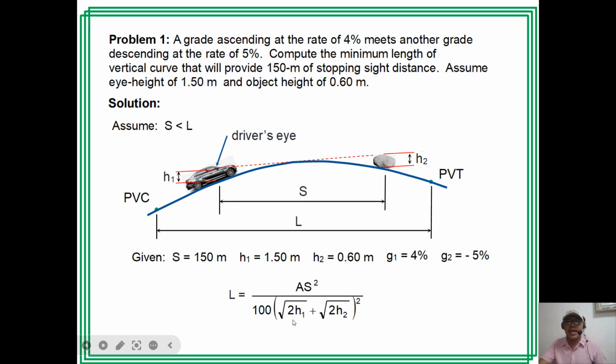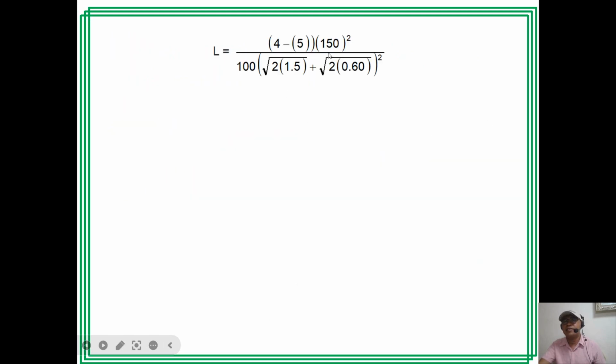From our formula, A is G1 minus G2. Substituting to the formula, the result is 253 meters. If you check, L is greater than S, so our S is less than L. So we use L equal to 253 meters.